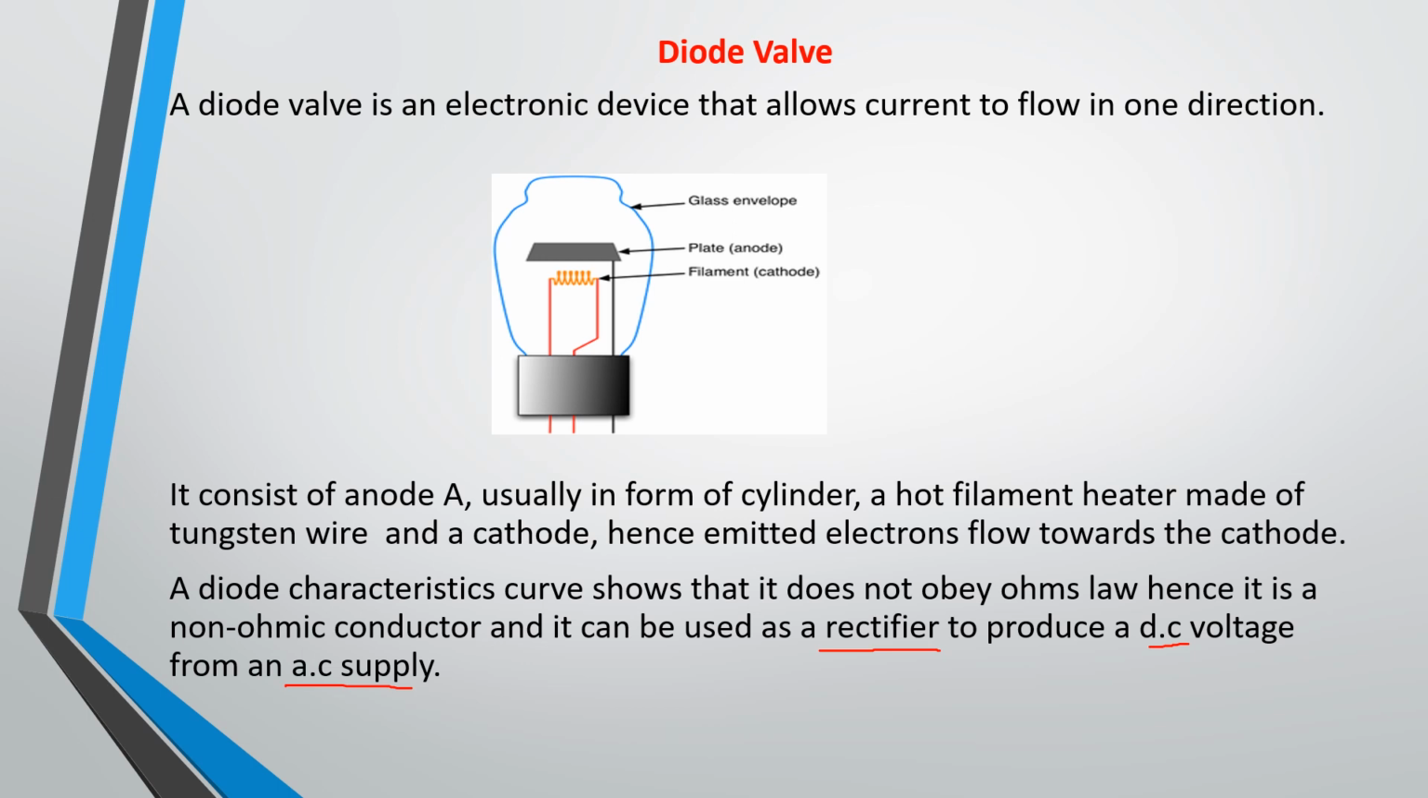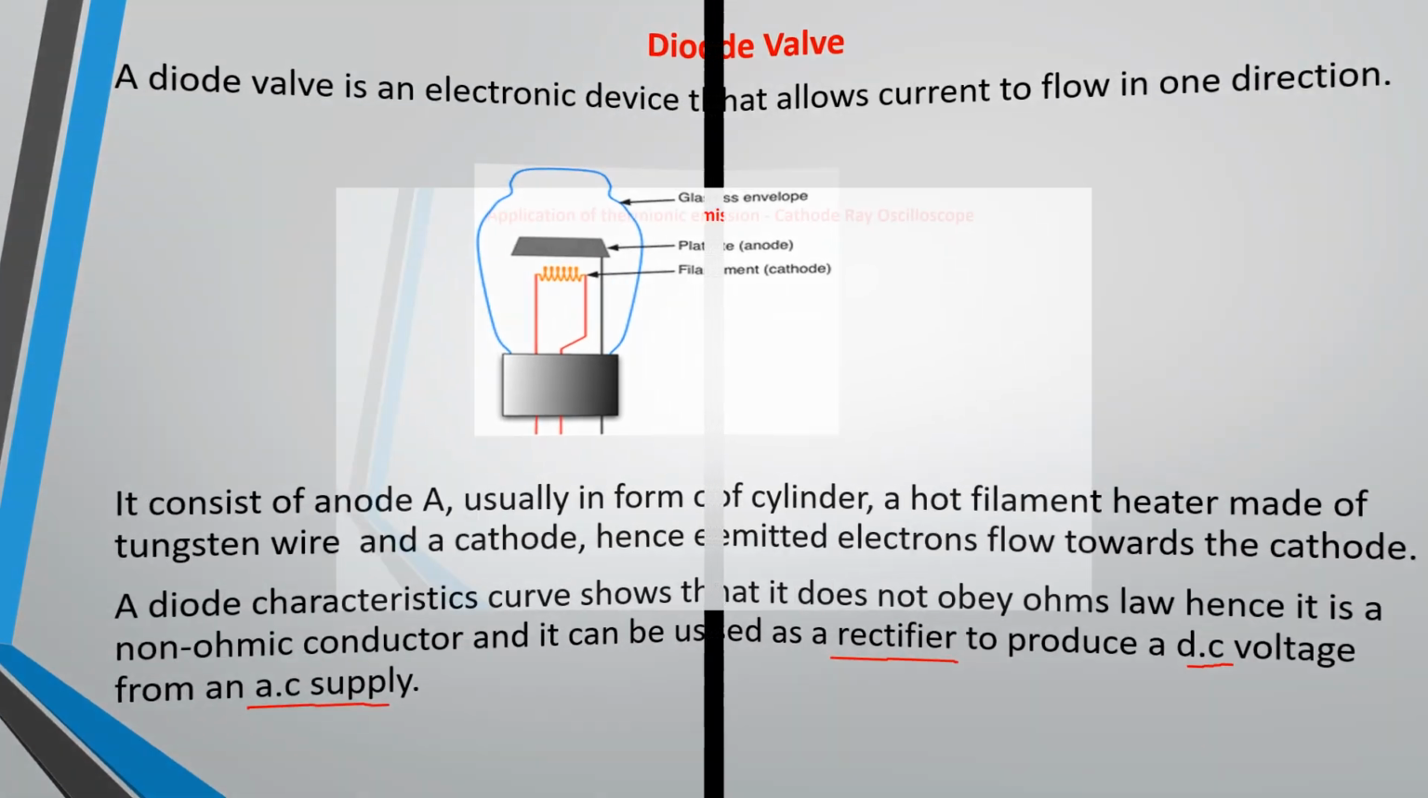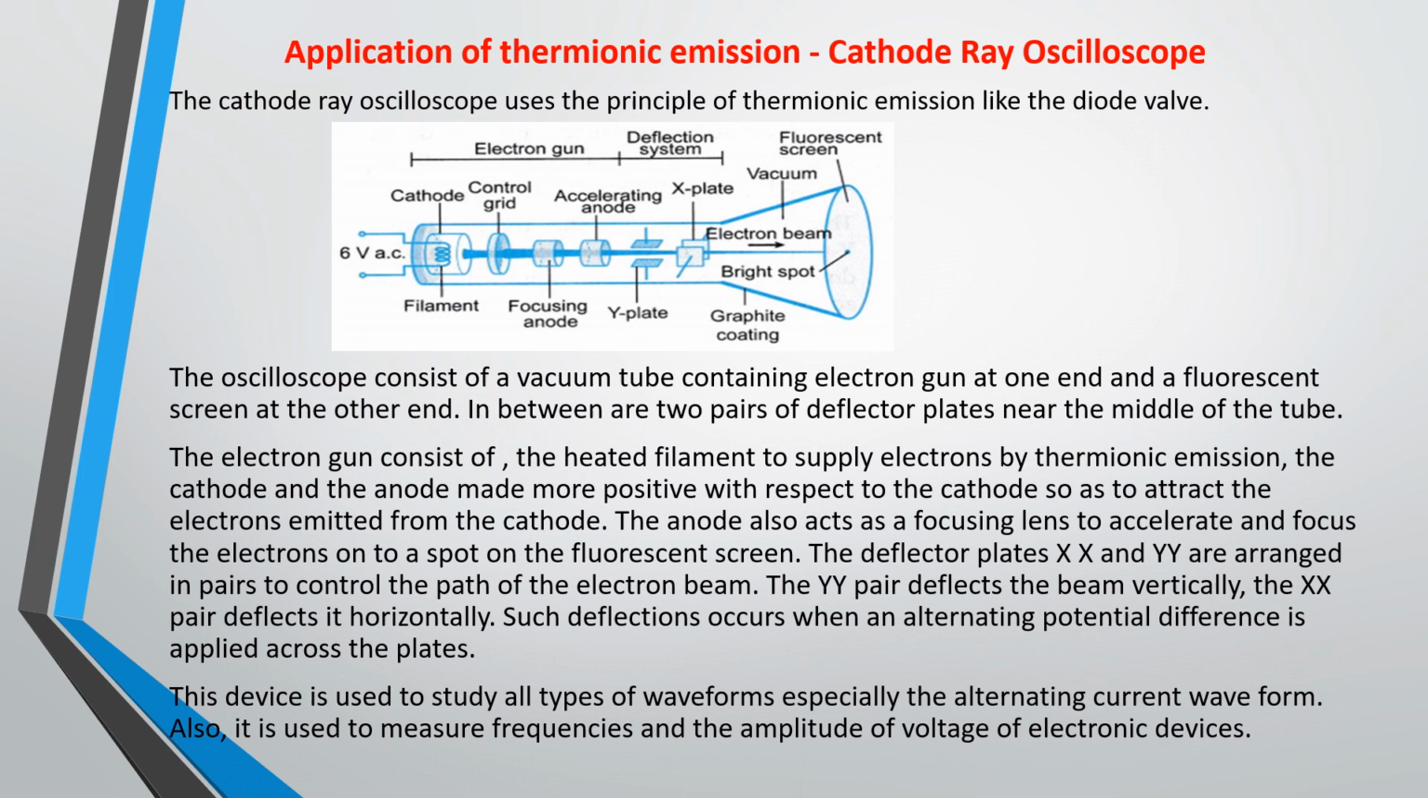So now we are going to be looking at the similarities and differences between thermionic emission and liquid vaporization. But before then, I think we still need to look at another instrument that uses the principle of thermionic emission. That is the cathode ray oscilloscope.